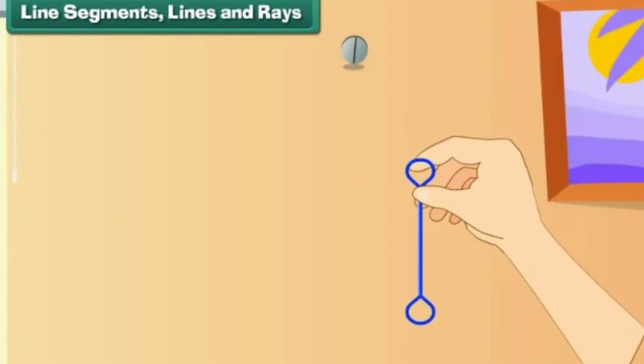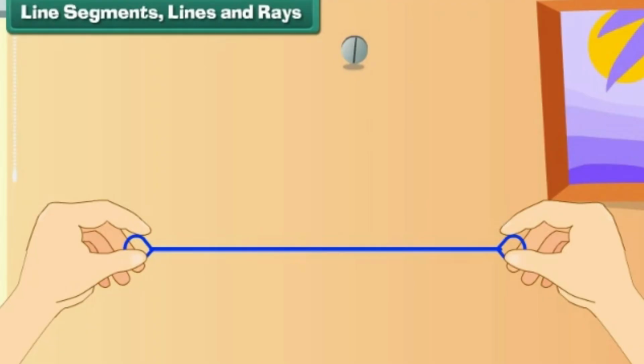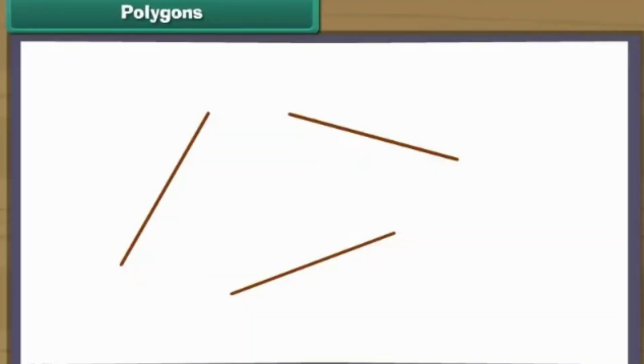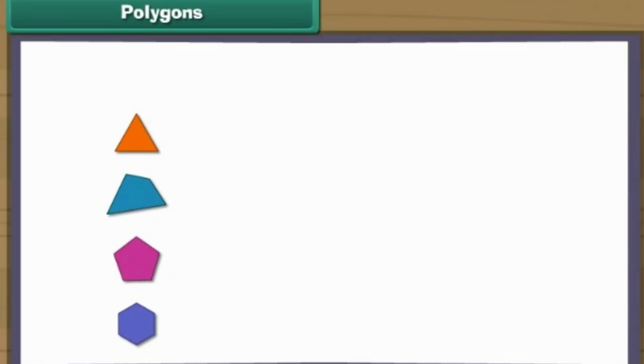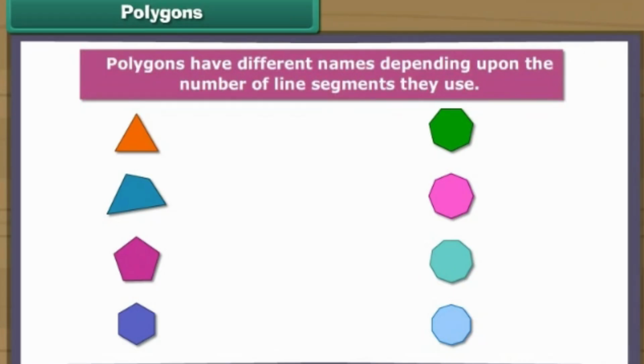Let us now remove the nail and stretch the rubber in the other direction. We now have a line. A line has no end points. It can be stretched in either direction infinitely. Polygons. We can form different shapes by enclosing them with line segments on all sides. Such closed figures are known as polygons. Polygons have different names depending upon the number of line segments they use.